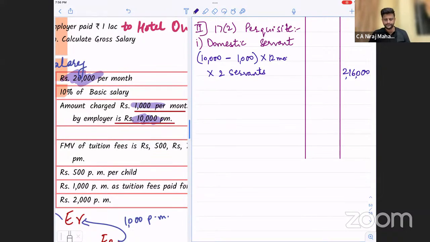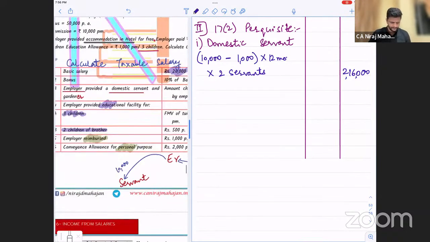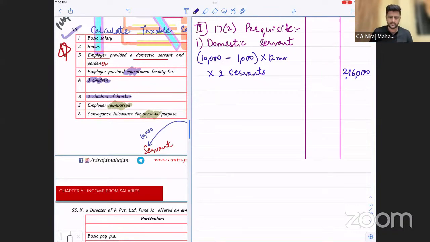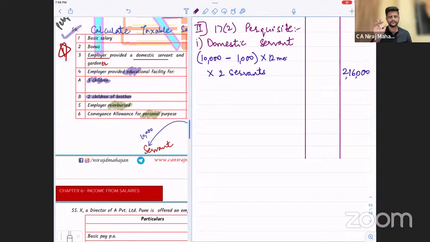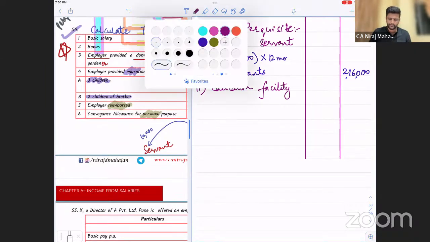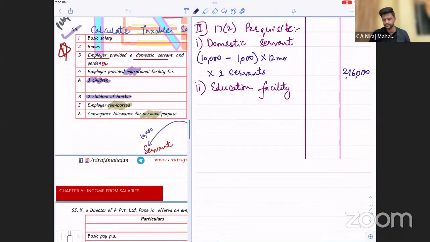We'll go ahead, all of you. So this first part is done of domestic servant. It is domestic servant and gardener. Okay. Second, education facility. This is very interesting, or you can say important or good point for this question. Okay, ready?